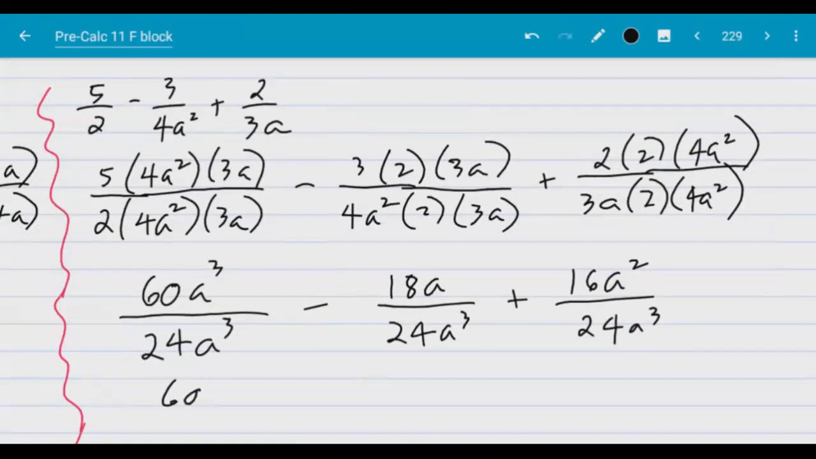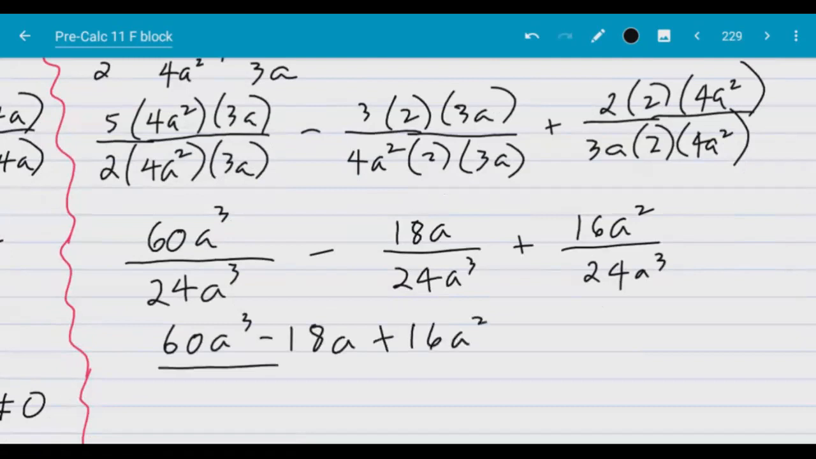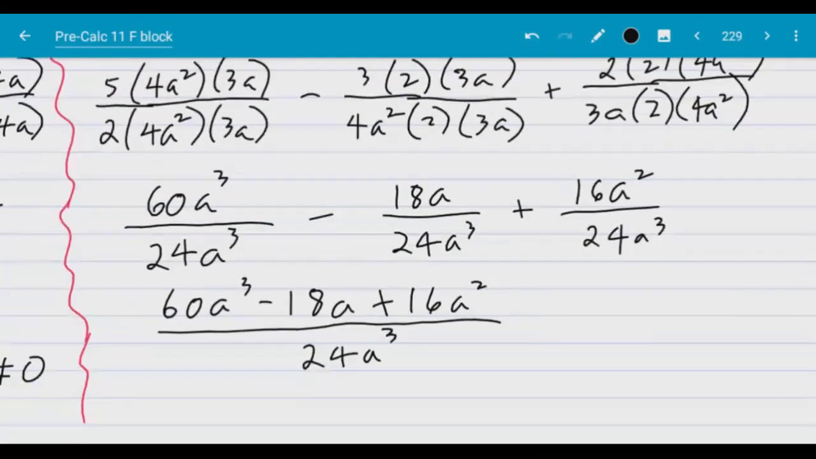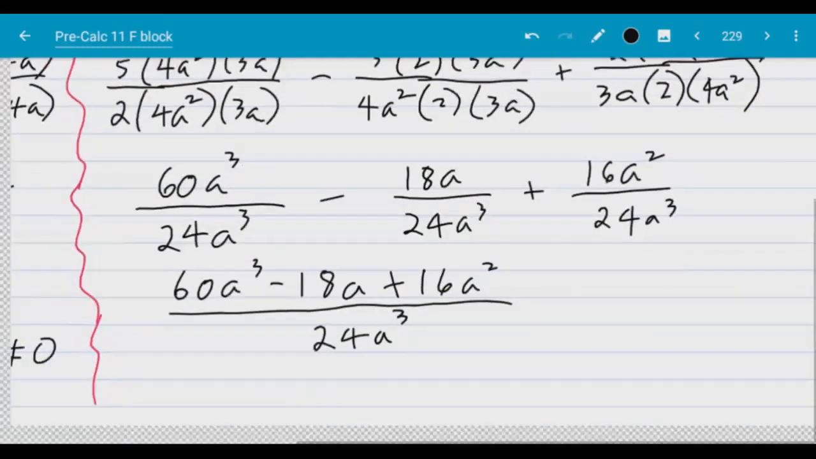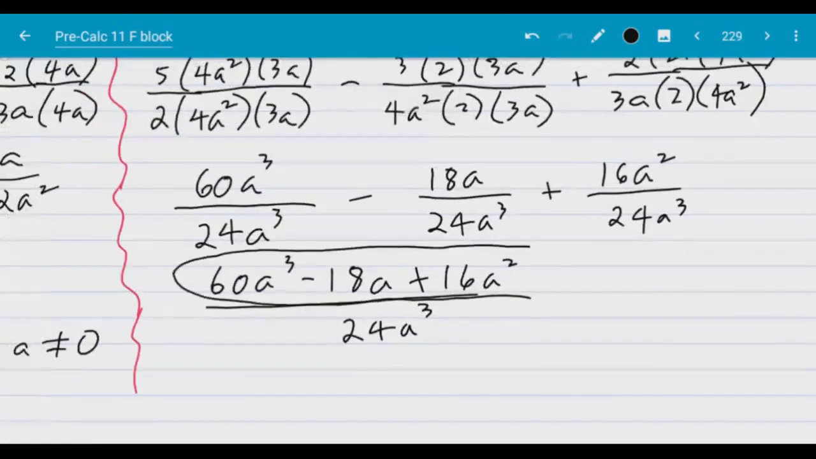60A cubed minus 18A plus 16A squared, all over 24A cubed. Okay. So as you get to this point, you just have to make sure that you are, again, simplifying, which means ask yourself, is there anything that I can factor out? I can factor out from the top. All right. What is the common term?